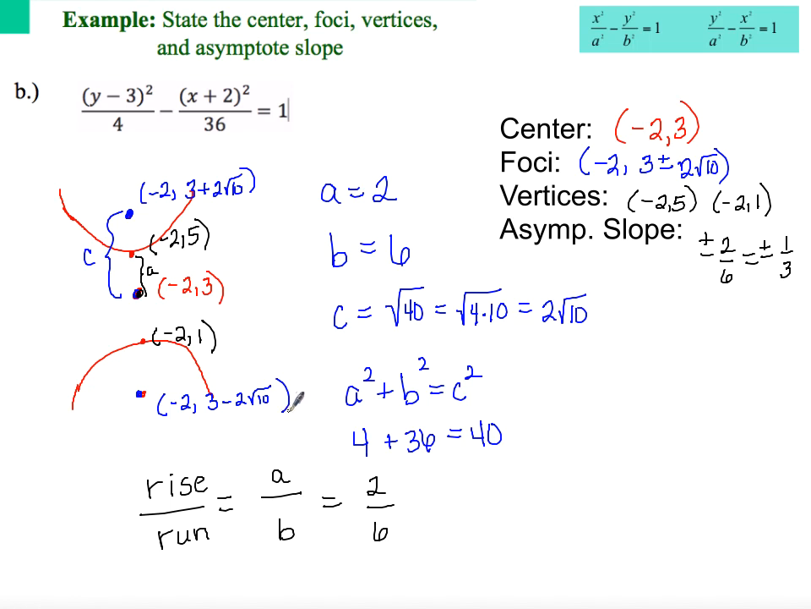Now, if they asked you to write the equation of that asymptote line, it is going to be a little bit different because this doesn't have a y-intercept of (0, 0). And so we would have to be careful about writing the equation. It's not just y equals 1/3 x because we're not going through (0, 0). But again, we're just going to ask you about the slope, not the equation.